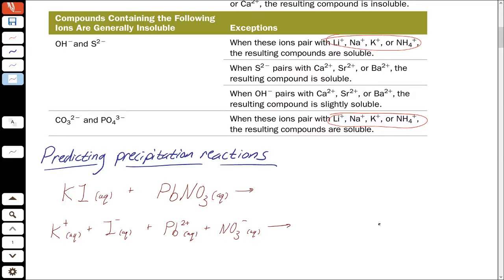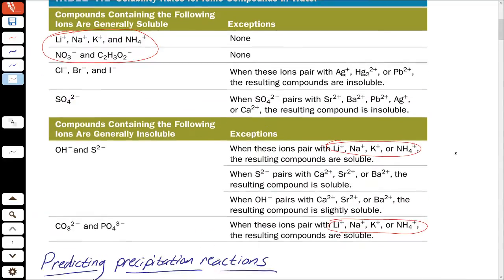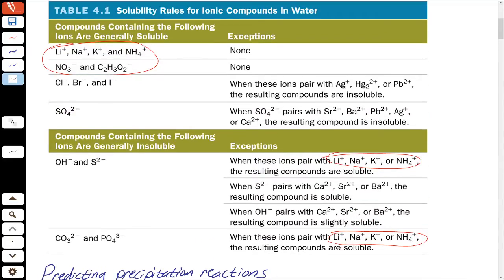Well, let's look at the potassium nitrate first. So if we have potassium nitrate, so potassium goes with the nitrate, do we have something that is soluble or insoluble? It's soluble. Everybody see that? Potassium and nitrate, their compounds are both always soluble. So potassium nitrate is definitely going to be soluble.